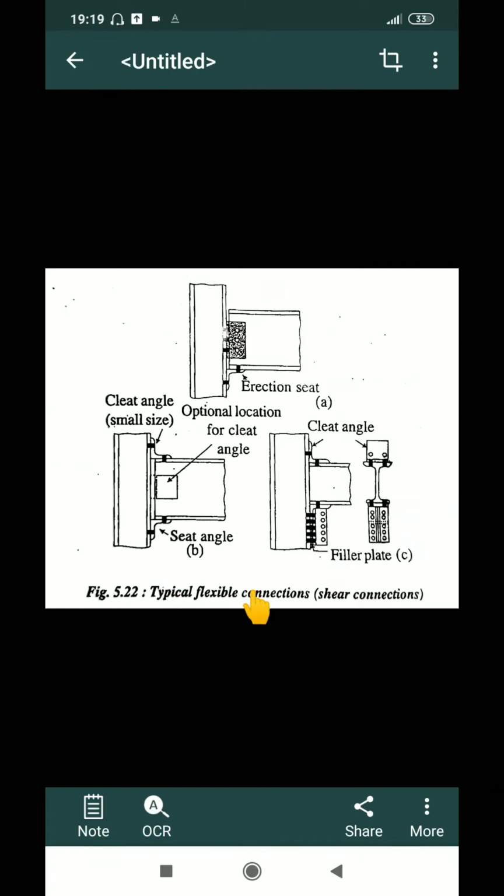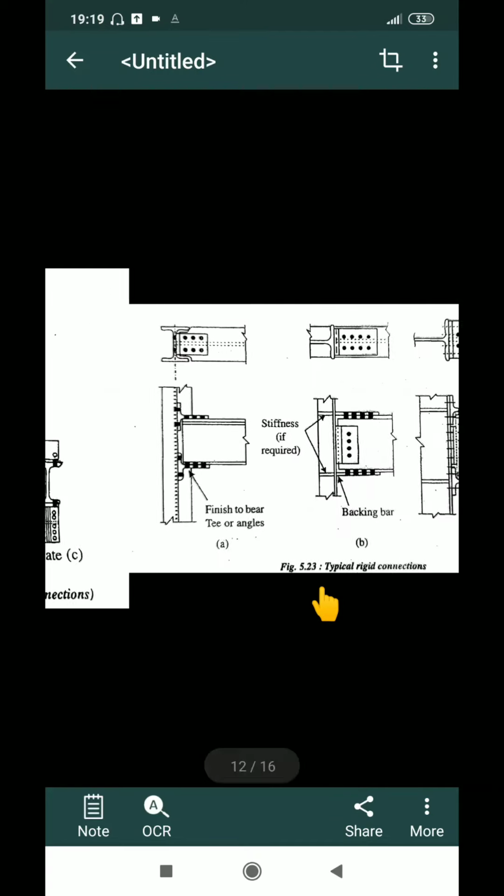These all are a flexible type of connection. So here in this connection, the seat angle is extended type. We call it as seat angle, and this angle is provided with a filler plate. Filler plate is something which enhances the connection strength. So these all three types are the flexible type of connection.